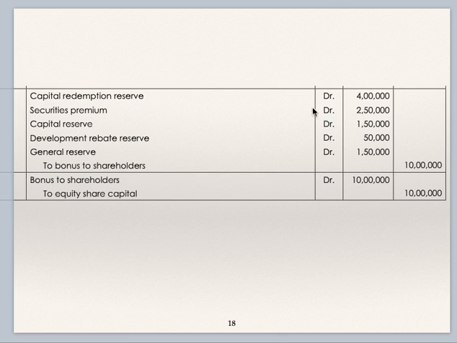Capital redemption reserve debit 4 lakh, securities premium debit 2,50,000, capital reserve debit 1,50,000, development rebate reserve debit 50,000, general reserve debit 1,50,000 to bonus to shareholders, and bonus to shareholders to equity share capital. Development rebate reserve, it was given in the note in the question that only 1/5 is to be utilized. So only 1/5 is used. So bonus to shareholders, 1 debit and 1 credit. Net effect is reserves and surplus debit to equity share capital.